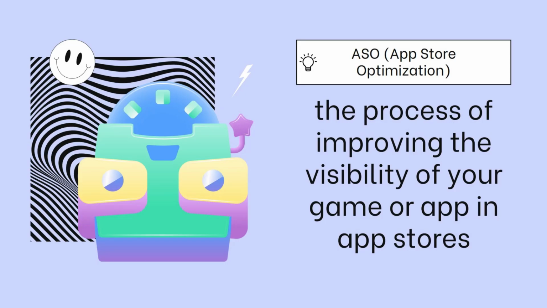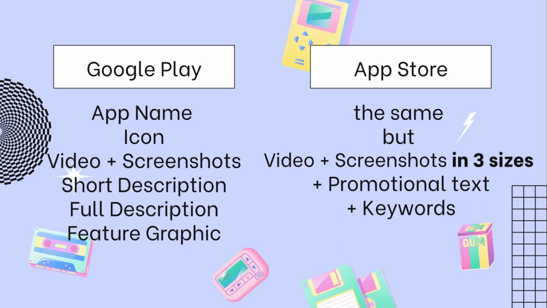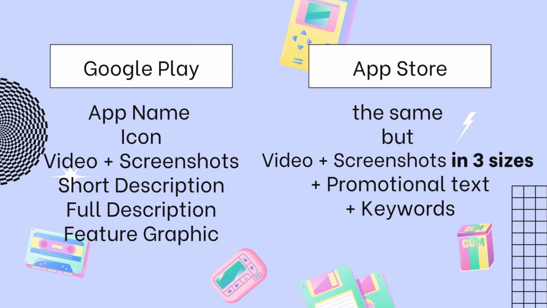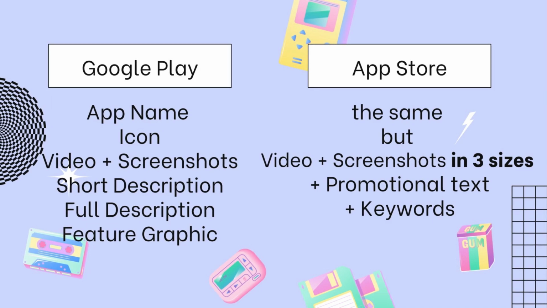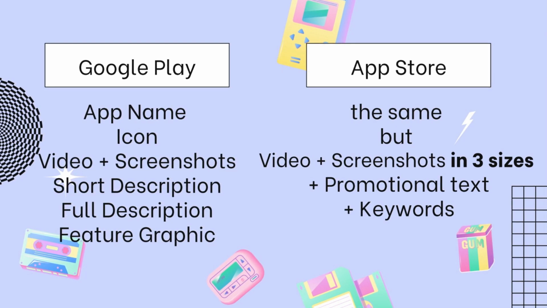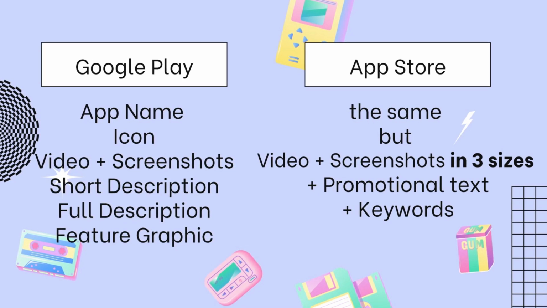App Store optimization is a mandatory part of the work because you can only release your game with text and promo materials. Each store has its own requirements for publications. For example, to release on Google Play you need the following: app name, icon, video plus screenshots, short description, full description, and feature graphic. You need the same for the App Store and video plus screenshots in 3 sizes: promotional text and keywords.